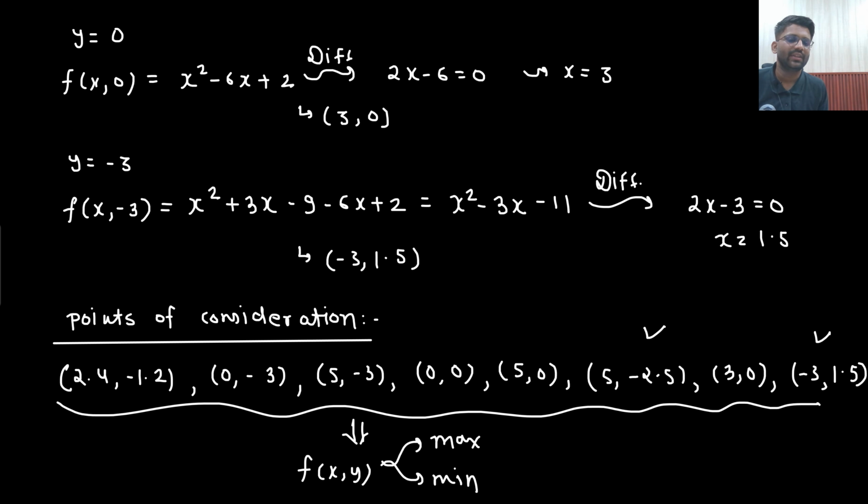Look, let me do one thing. I will write down the function and I will write down all the values at all these points. Obviously, using ChatGPT, I will write down the values and then I will show you which value is maximum, which value is minimum. Okay.